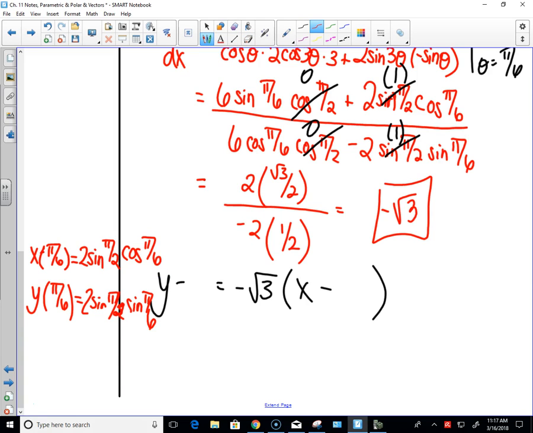Struggle. Sine of pi over 2 is 1 in both, right? So for my x of pi over 6, I end up with 2 root 3 over 2, because cosine of pi over 6 is root 3 over 2. And then for my y, I'd have 1/2. So I'd have 2 times 1/2, which would be 2 over 2. Could you simplify it? Yes, of course. Could you leave it and stick it to the man? Yes, of course.